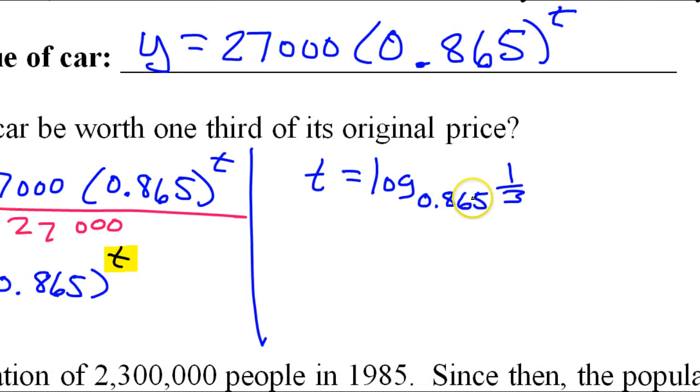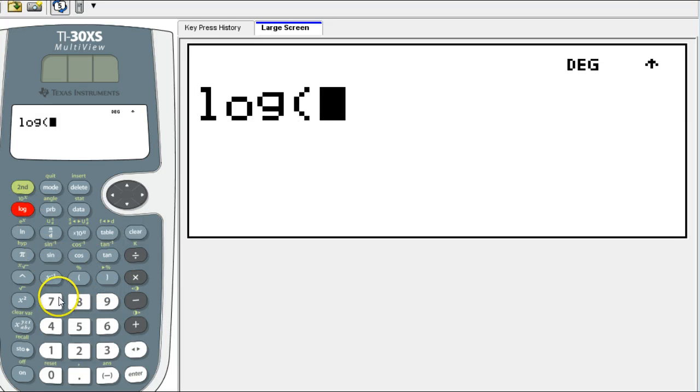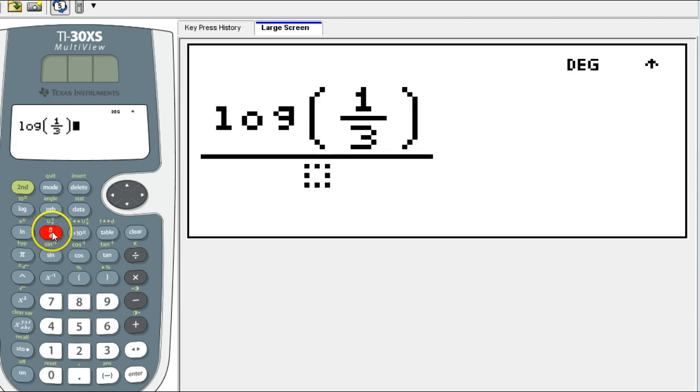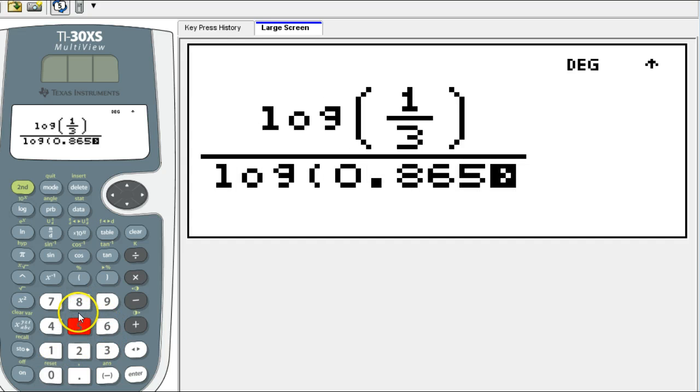So we can evaluate this using the change of base formula. So that would be log of 1/3 over log 0.865. Okay, so log of 1/3 over the log of 0.865.